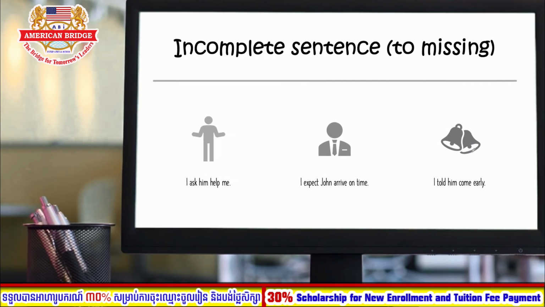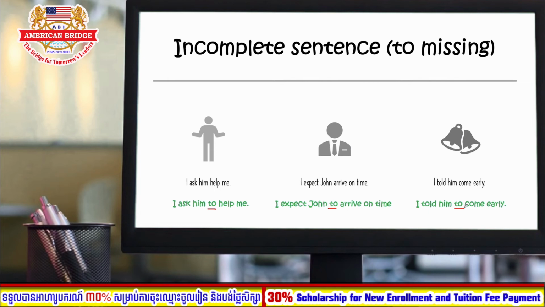And the second mistake is incomplete sentences, where to is missing. As you can see: I asked him help me. I expect John arrive on time. I told him come early. These are the incorrect sentences, which means to is missing. So the first sentence: I asked him to help me. We have the verb ask and the word to. And I expect John arrive early, which means I expect John to arrive early. I told him come early, you mean you told somebody to do something.